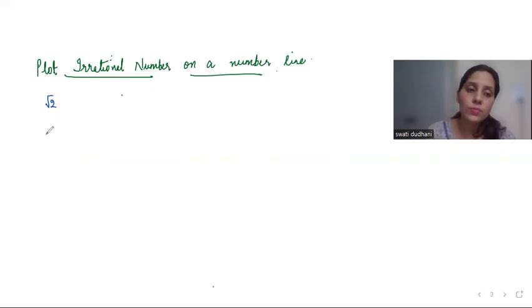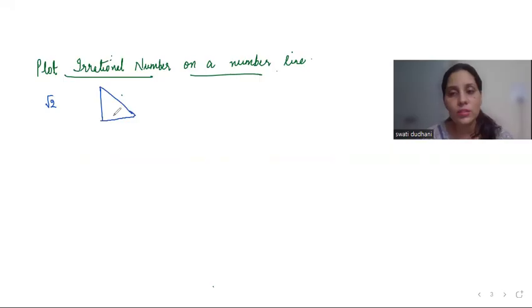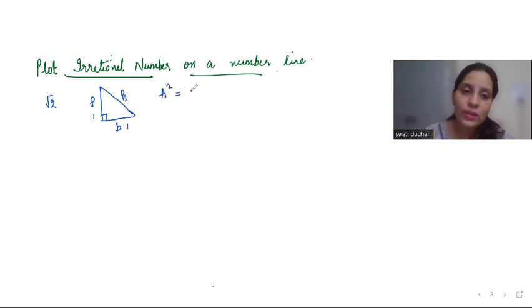Now root 2 is basically, let me take the Pythagoras theorem. Pythagoras is only for a right angle triangle. This is hypotenuse, base and perpendicular. So if I take my base and perpendicular to be 1, what will the hypotenuse be? The Pythagoras theorem states that h square is equal to p square plus b square. 1 square plus 1 square is equal to 2.